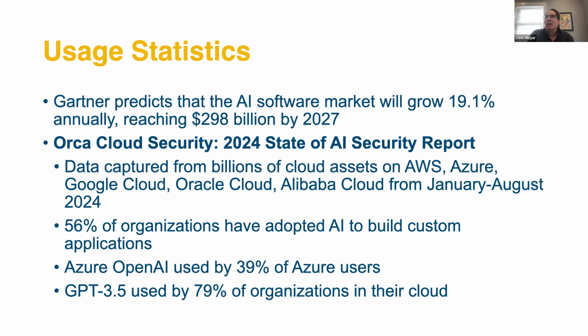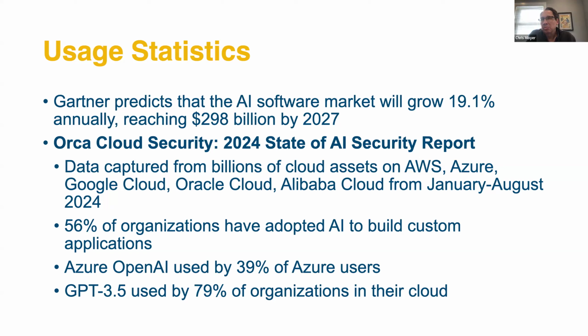So off we go. Again, with an eye towards thinking, is this something I should take seriously? Year-over-year growth is pretty good. There's a company that I had not heard of until I started looking into this called Orca Cloud Security. They do security for virtual private clouds and whatnot. And apparently they do this every year, a state of AI security report.